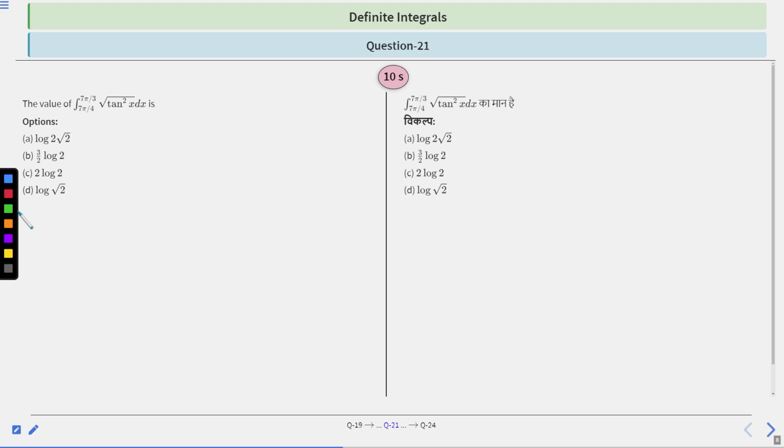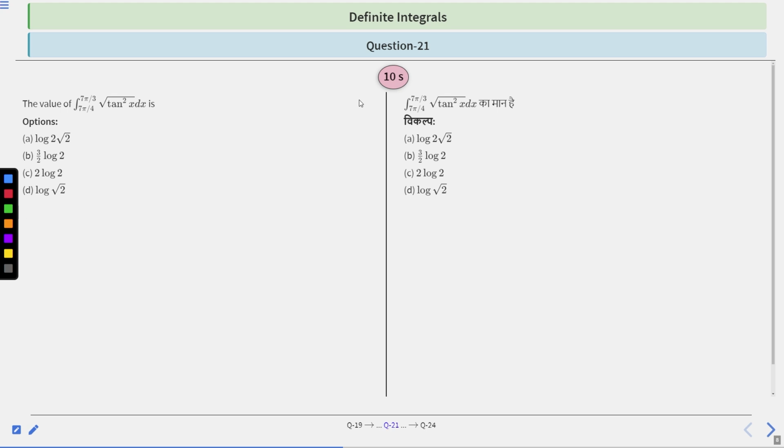See, the hint of this question is that root over tan square 10x dx can be easily written as mod of tan 10x, right? And the integration is from 7 pi by 4 to 7 pi by 3. You have to see in which quadrants 7 pi by 4 to 7 pi by 3 lie. If the values are in two quadrants, then from 7 pi by 4 to some x, you have to check whether tan 10x is negative or positive. If tan 10x is negative, then you have to write minus tan 10x because it is mod of tan 10x, right?